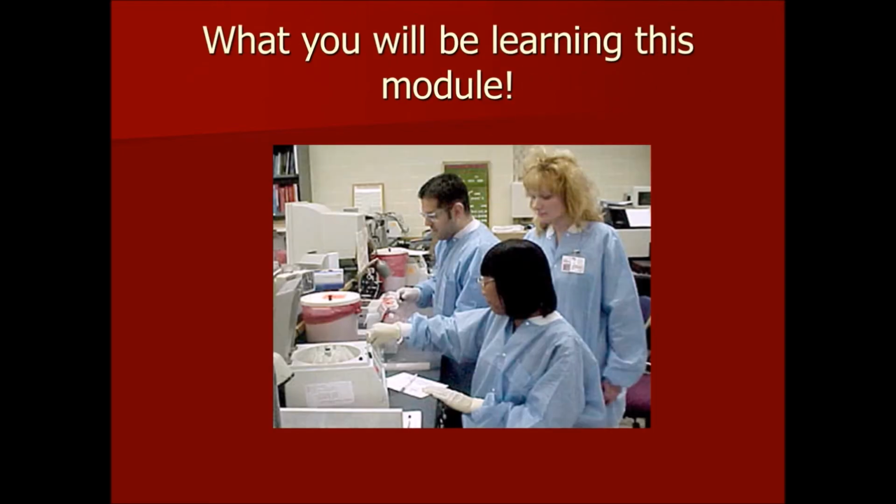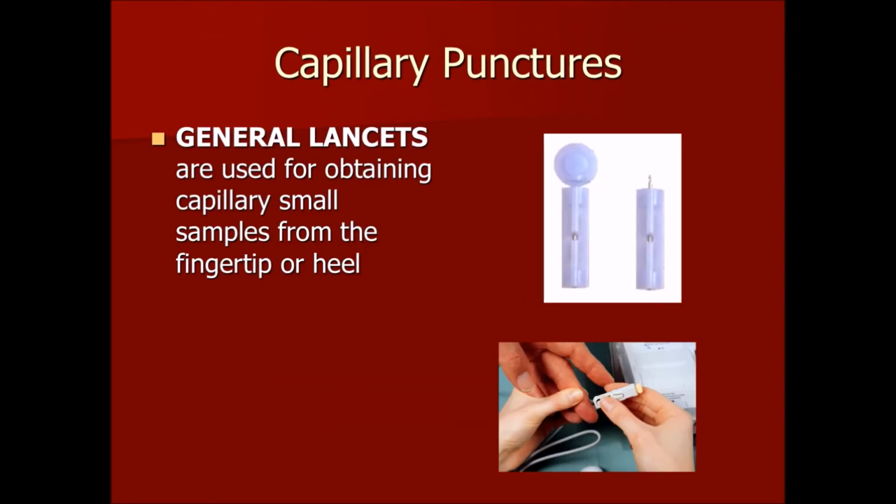What you'll be learning in this module, we call them modules in our classrooms, but also in these videos: one, we'll be talking about capillary punctures. We're going to have a video on capillary punctures, the general use of lancets. Lancets are used for obtaining small capillary samples from the fingertip or heel. Now, we're going to talk about the difference between, as you can see in the picture, manual versus automatic.